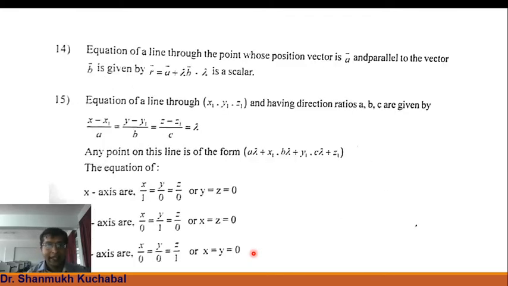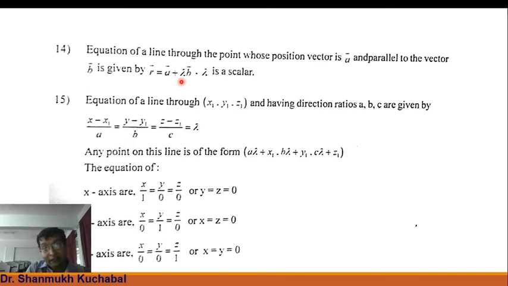Now the next point: the equation of a line through the point whose position vector is A and parallel to the vector B is given by, so here one vector is parallel to another vector. Its vector representation, which we derived in the theory class, is vector R equal to vector A plus lambda times vector B. Lambda is called a scalar quantity; here I have not put an arrow mark on lambda, which means it is a scalar.